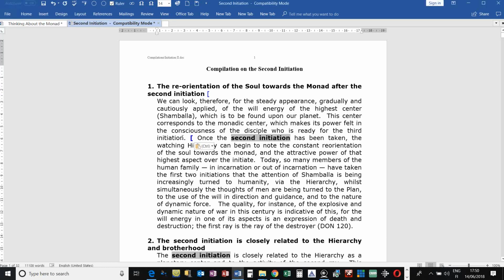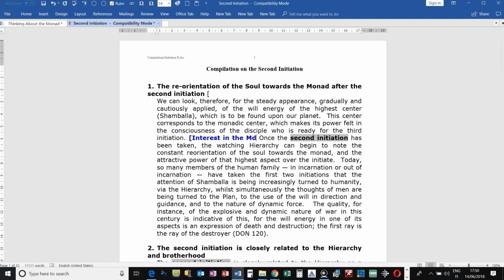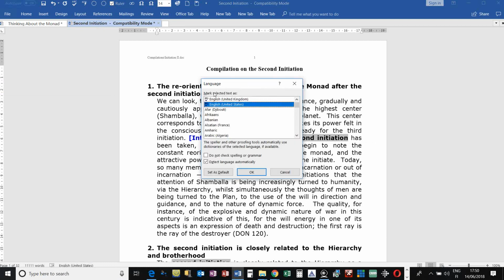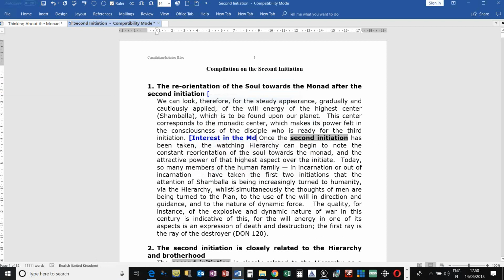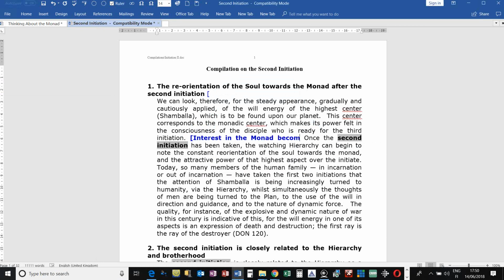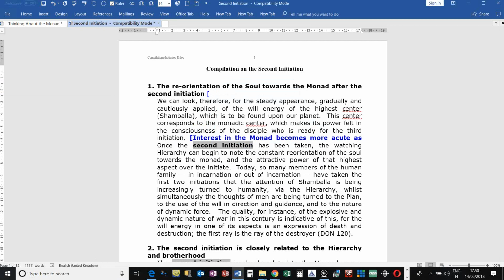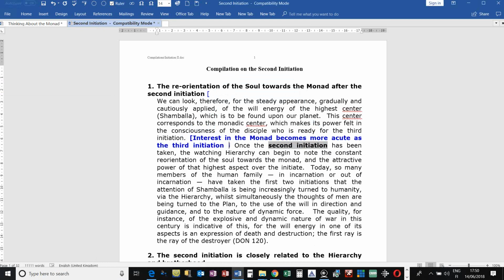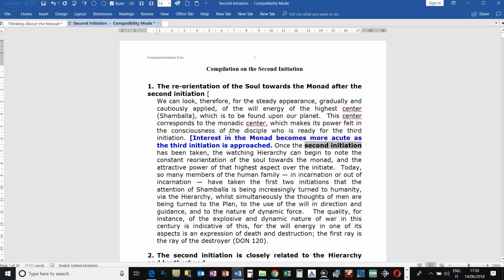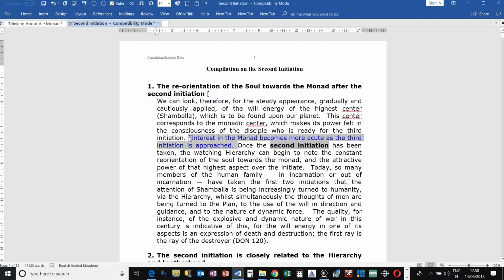I would say that, let's just say, interest in the monad. So this is the word monad. Interest in the monad becomes more acute as the third initiation is approached. And allow me to bring this down into a non-bolded situation.